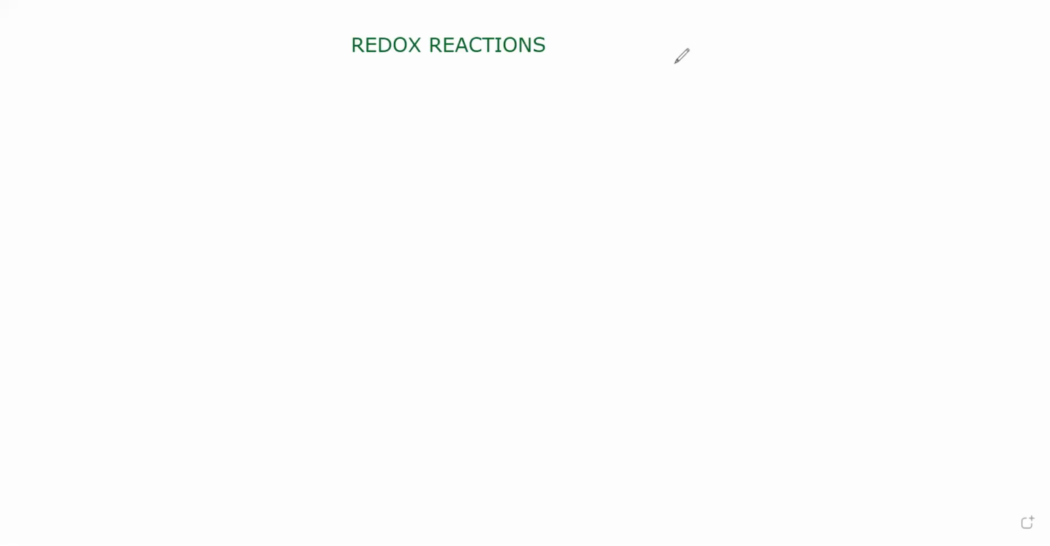Let us discuss redox reactions. In redox reactions, first we will see oxidation numbers, then we will go for redox reactions. What is oxidation number? Oxidation number means the charge of an atom in the given species. The charge an atom has in the given species is called the oxidation number of that atom.